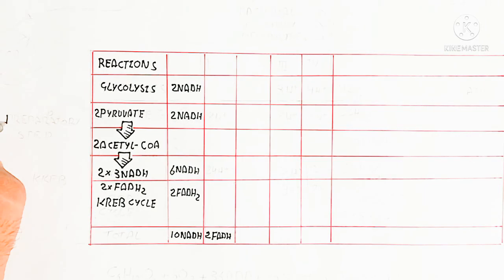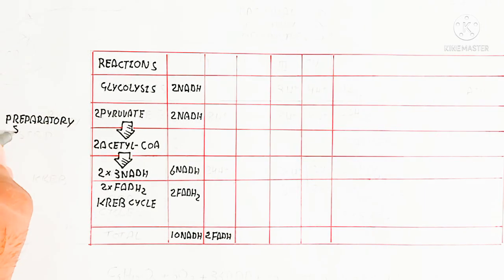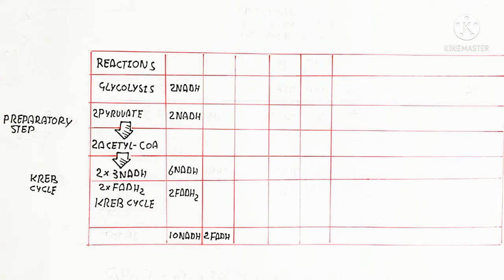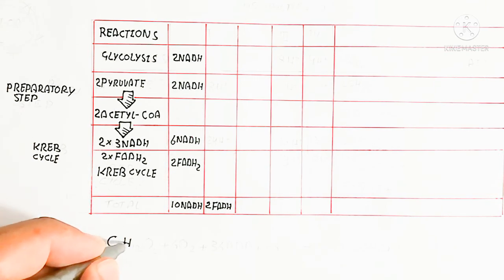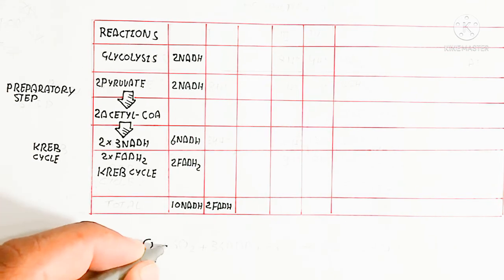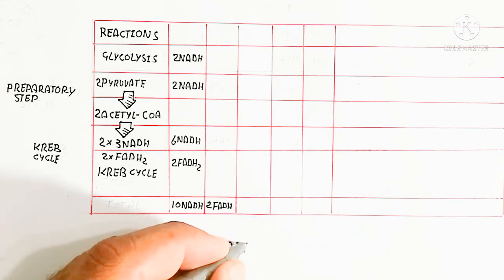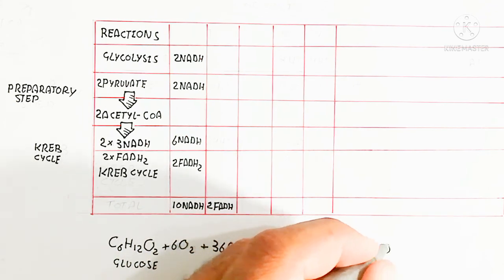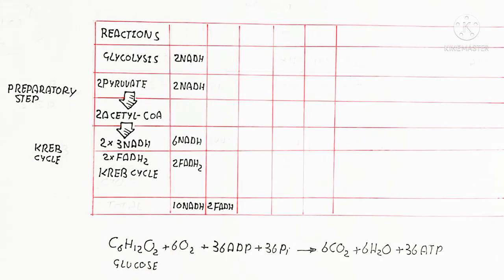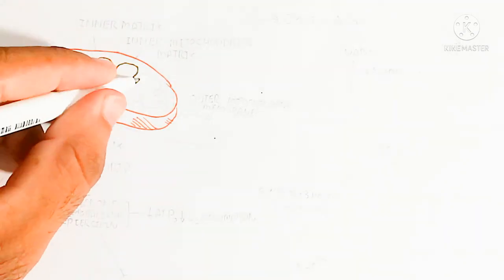It produces 6 NADH from the 2 molecules after the preparatory step, and the Krebs cycle also produces 2 FADH2. So the total is 10 NADH, while 2 FADH2 is produced from that. Here is the general equation showing that glucose is broken down in the presence of oxygen, aerobically, to produce 6 carbon dioxide molecules and 6 water molecules, as well as 36 molecules of ATP.